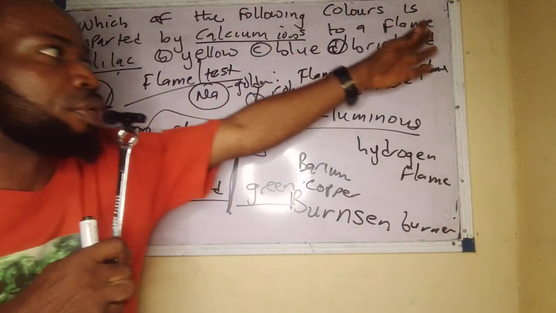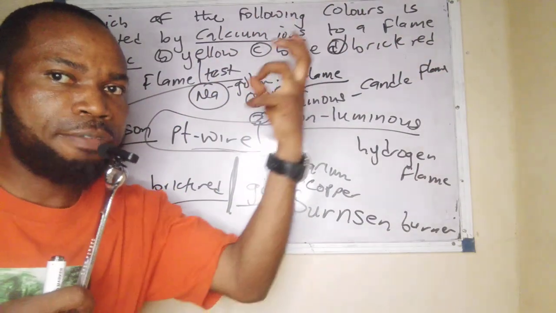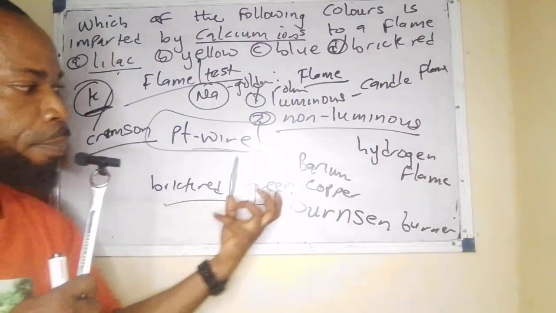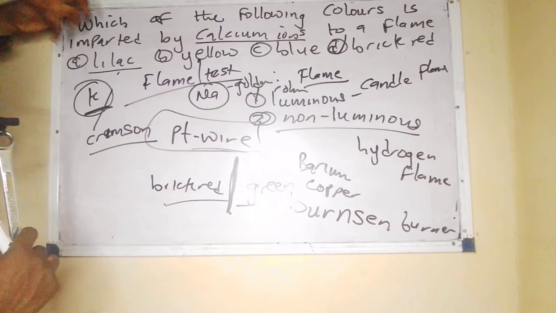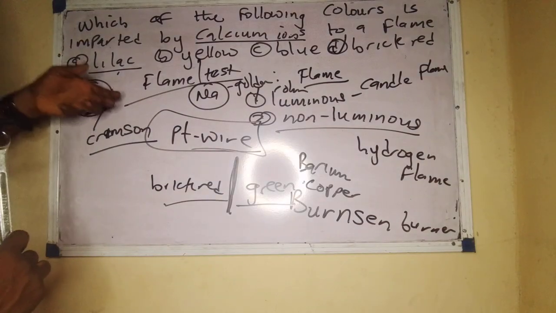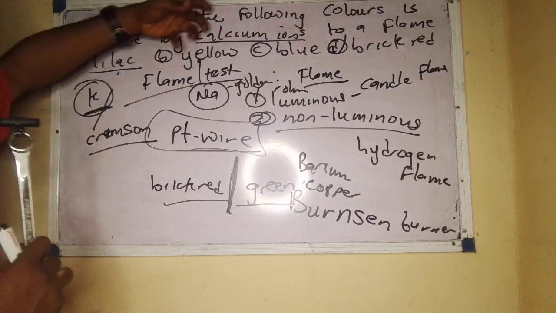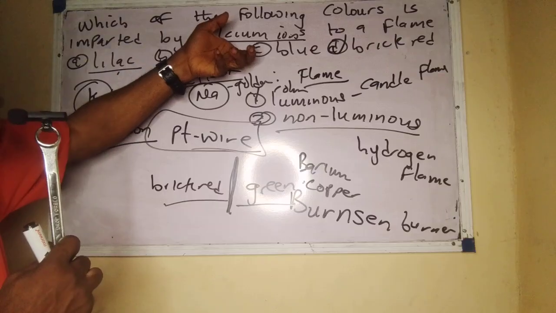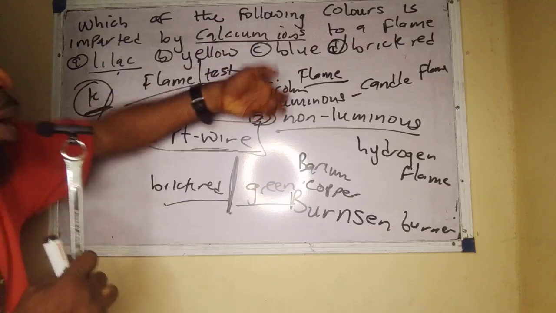Calcium gives a what? A brick red or orange red coloration. Now if I view that through a blue glass, it appears what? Green. Potassium gives a lilac coloration. If I view it through a blue glass, it appears crimson. Sodium gives a golden yellow coloration. When viewed through a blue glass, it appears what? Colorless.